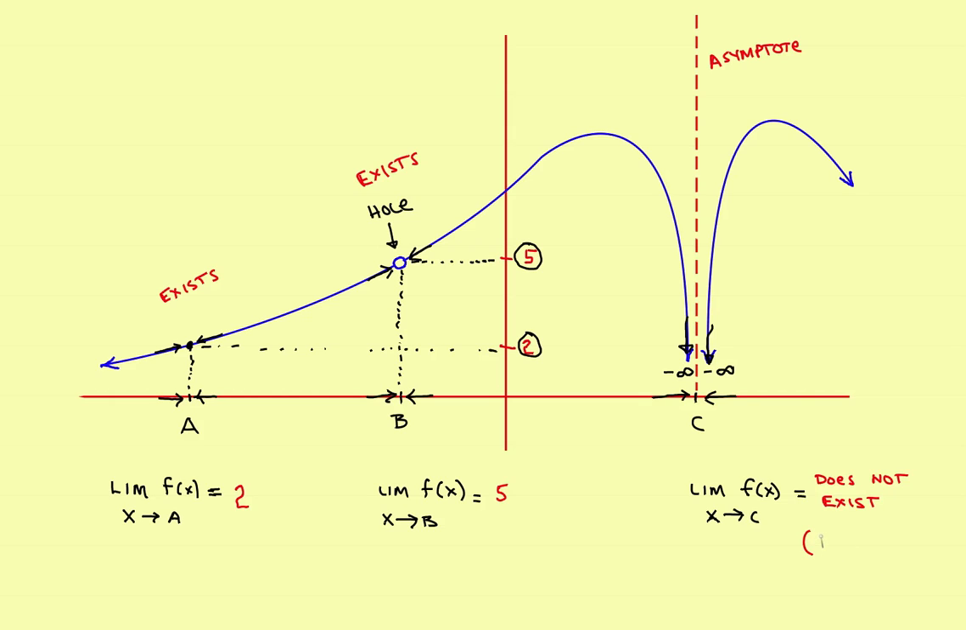In this video we'll use DNE for does not exist. Just remember, if it's continuous, the limit exists. If it's got a hole, the limit exists. But if you have an asymptote, at that point the limit does not exist because the function is not defined at that point, and the limit is not settling in on a single fixed number. So that's our opening discussion on the three possibilities that we're going to be looking at.